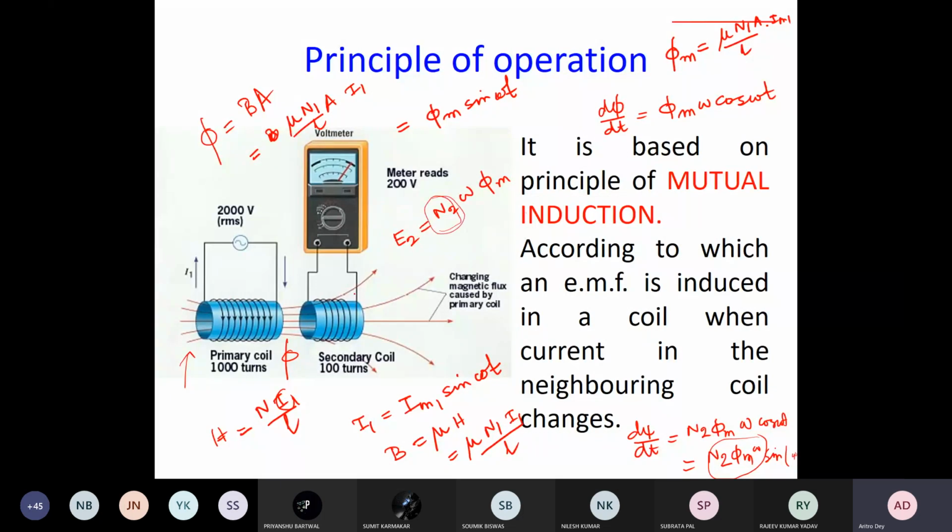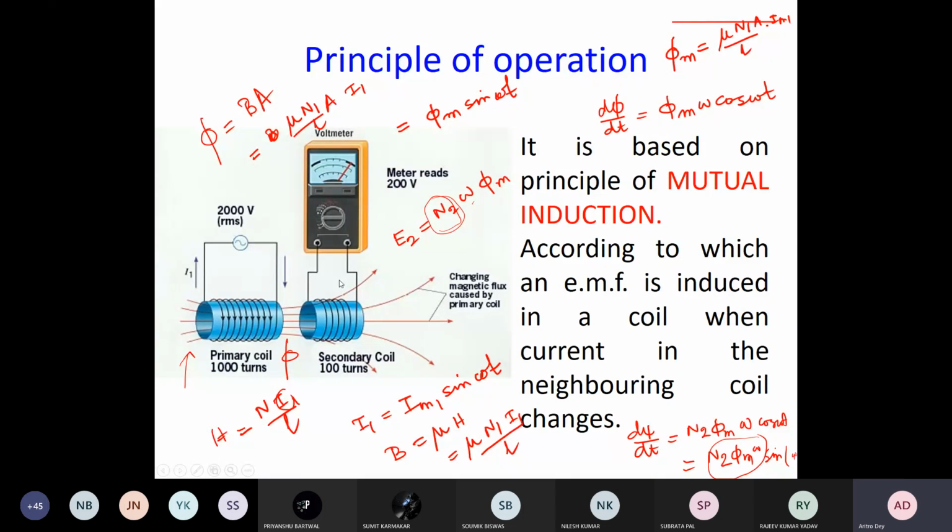We could increase the frequency, but as I told, we cannot change it. So if you increase your secondary turns, then definitely your voltage will build up. And if you reduce it, just like here it is shown, the primary coil is of 1000 turns and the secondary coil is of 100 turns, so definitely your meter reading will be less.